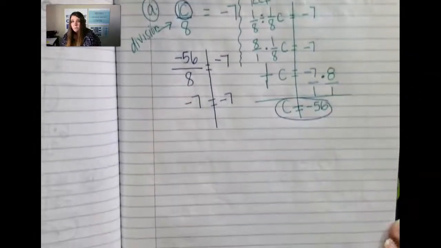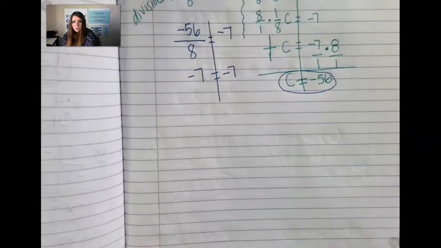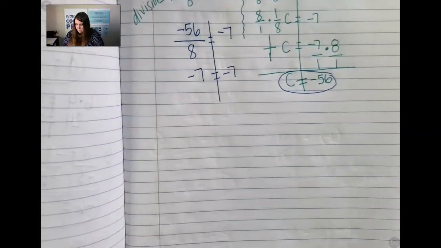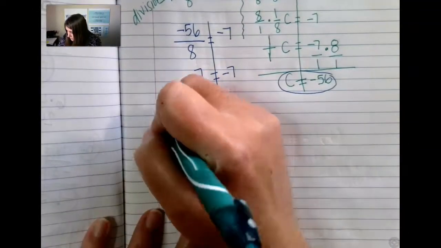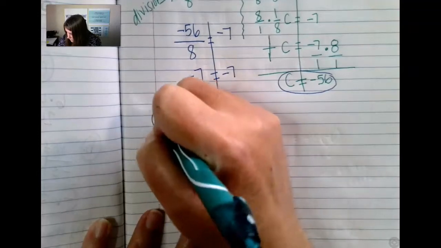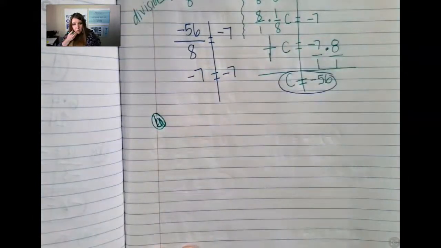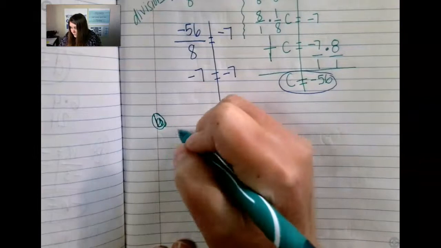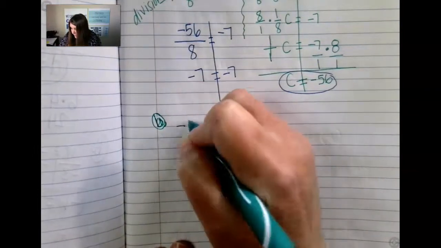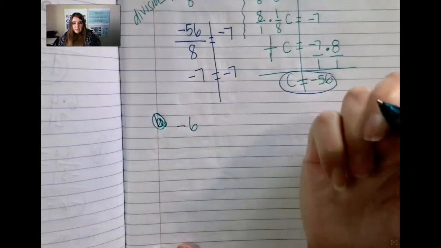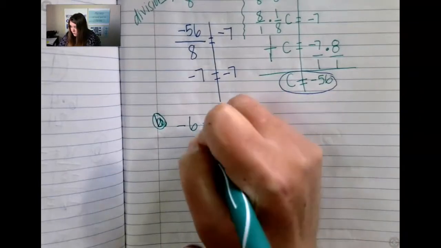Okay, we're going to do one more of this keep, change, flip business, and then I am going to give you a try-it. That is supposed to be a B. Oh my goodness. Okay, ready? So, letter B. Let her rip. This one is just a smidge different because it's already going to have a fraction for you.